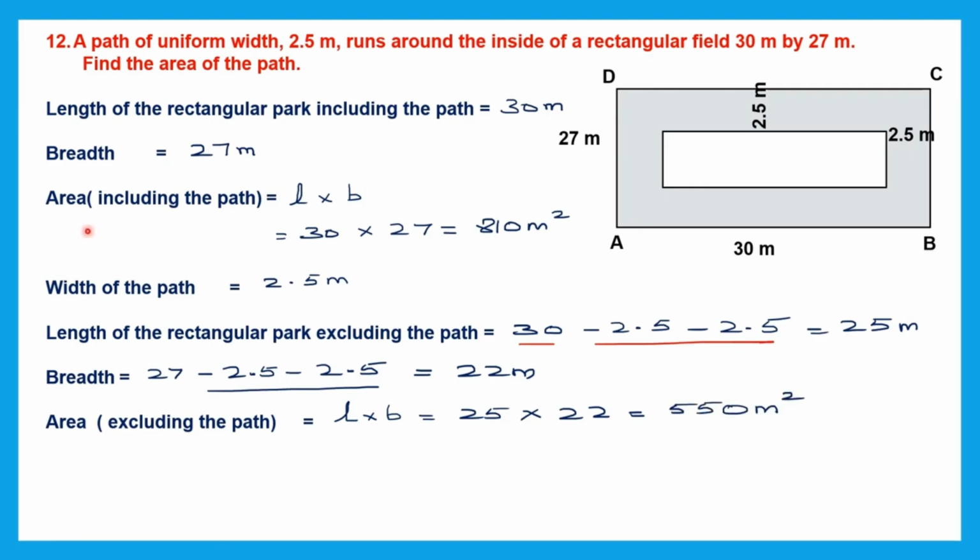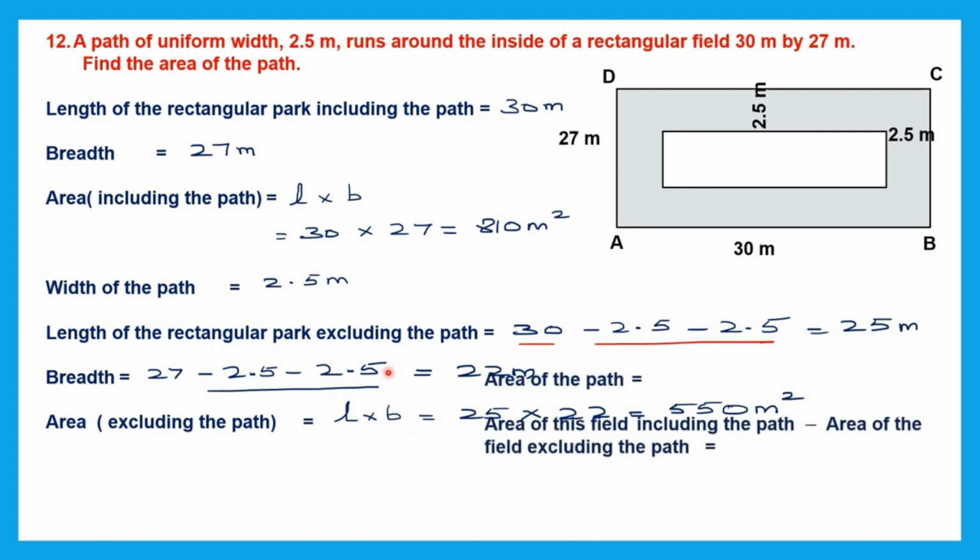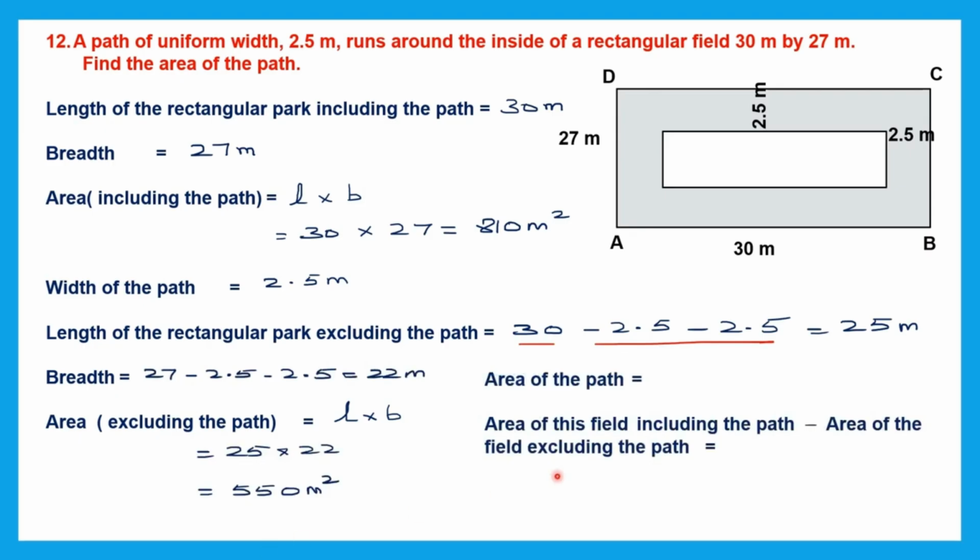So now we have two areas. Area including the path is 810. Area excluding the path is 550. If we subtract the two, we will find the area of the path. So area of the path is equal to area of the field including the path minus area of the field excluding the path. So including the path, the area was 810 meters square, and excluding the path, the area is 550 meters square. Now let's subtract both. We get 260 meters square, and this is the area of the path.